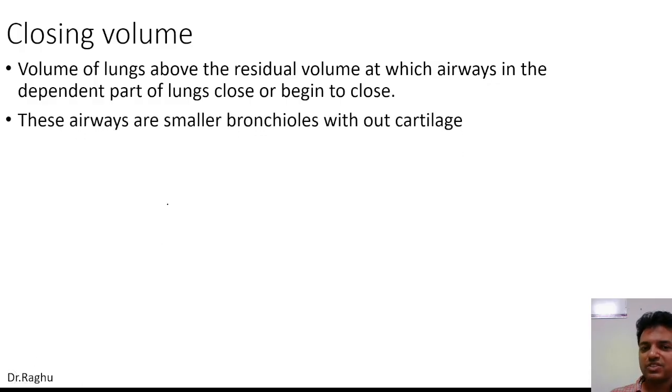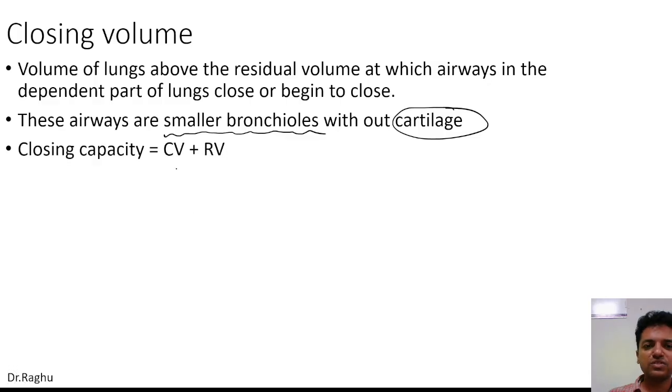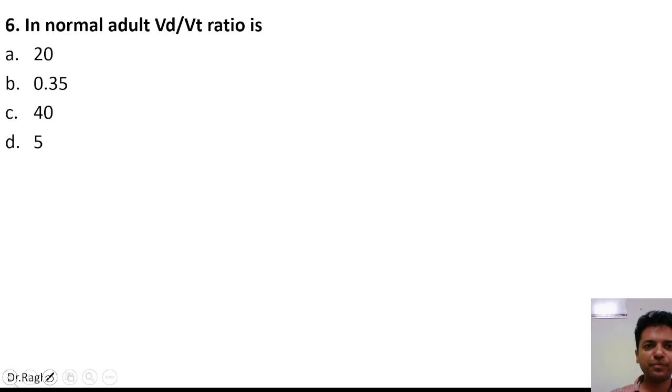These airways, which are these airways? These are usually the smaller bronchioles which don't have a cartilage. They are the ones which have the tendency to collapse more. Fine. And what is this closing capacity? It's a combination of closing volume plus residual volume.